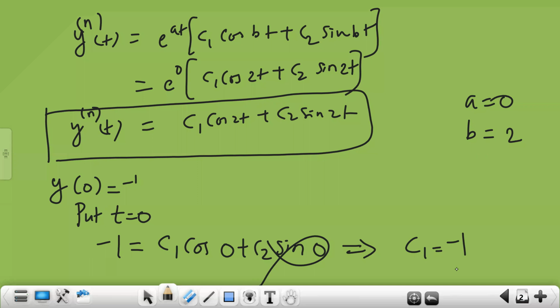Similarly, you need to find C2. So for that, we will make use of the second initial condition. This was the first initial condition given in the question. All of you take down. If any doubts, please ask me.